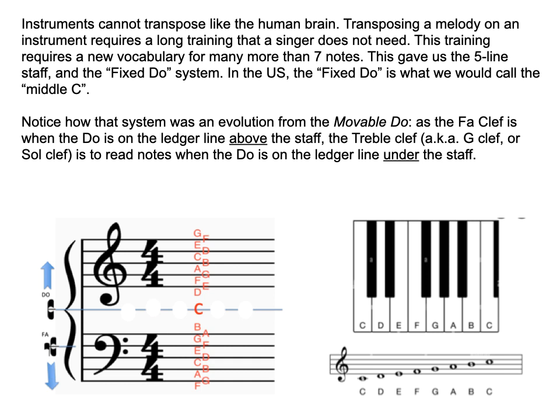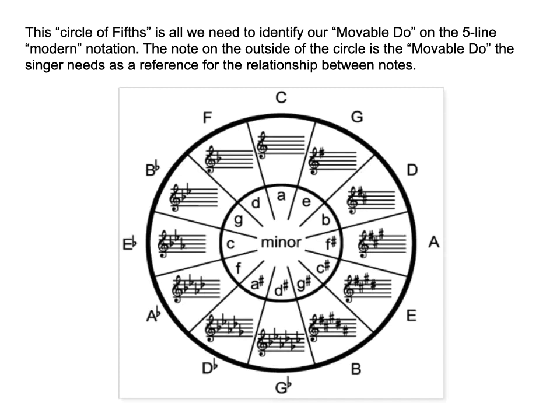I put a keyboard on the bottom right to show the equivalency, to see on the keyboard where you will find your C, D, E, F, G, A, B, C. Now, if we still have a movable do, how do we find it? Well, this circle of fifths is all you're going to need to identify where your movable do is on the modern notation. So the note on the outside of this circle is where your movable do will be.